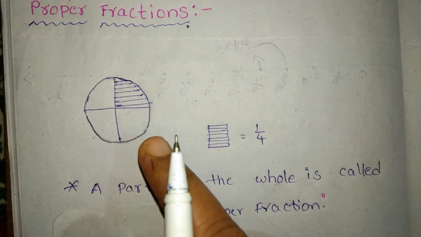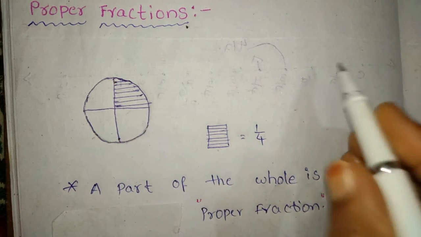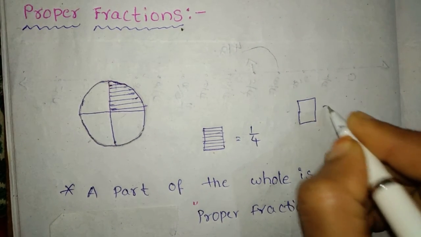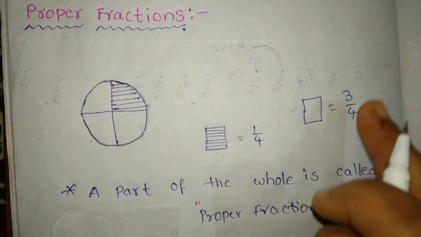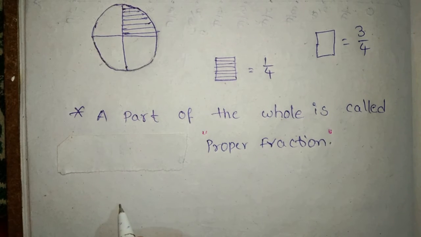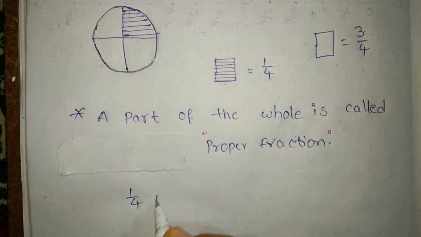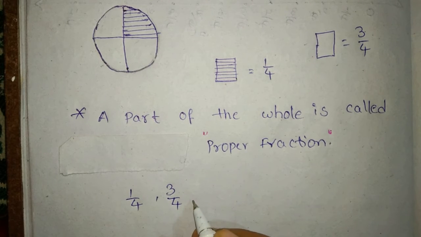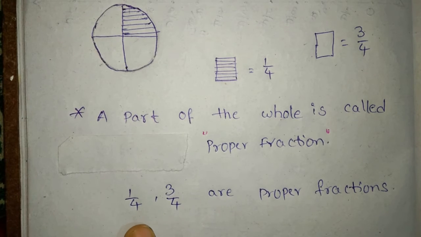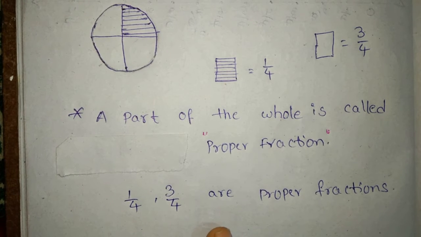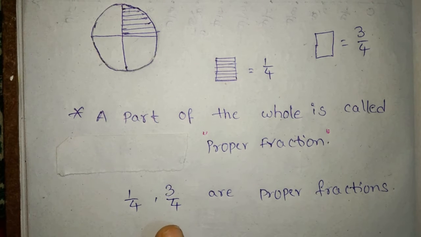And here the unshaded portion represents 3 out of 4. Now, 1 by 4 and 3 by 4 are called proper fractions, because either 1 by 4 or 3 by 4 represents a part of the whole circle. So, these two portions are called proper fractions.